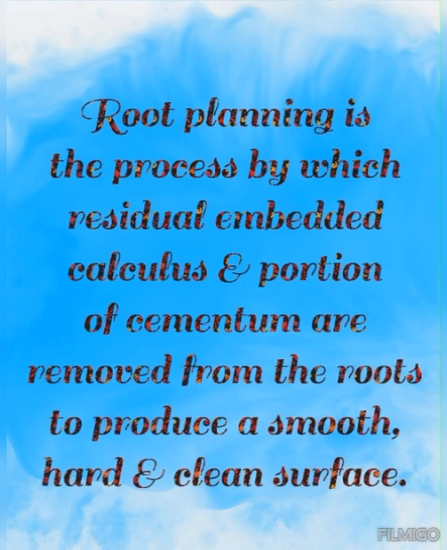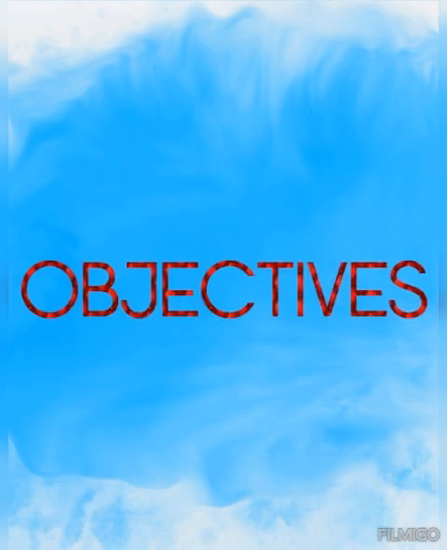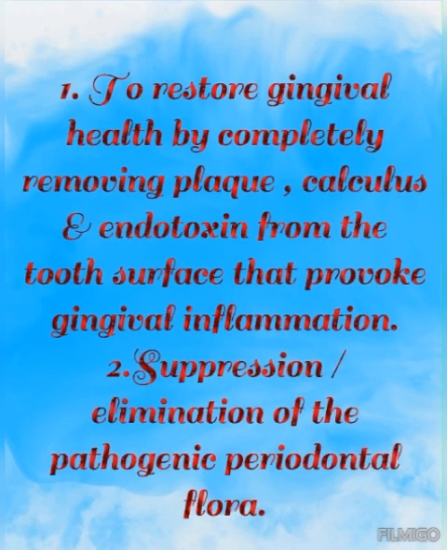Root planning is the process by which residual embedded calculus and a portion of cementum are removed from the roots to produce a smooth, hard and clean surface. So scaling is removal of the hard deposits on the crown and root portions, and root planning is removal of the hard deposits on the root portion.